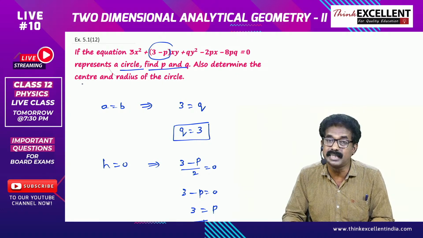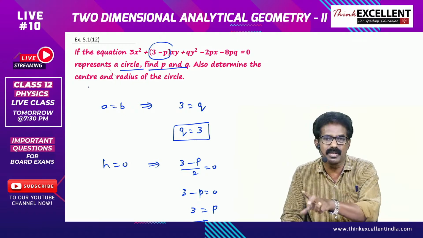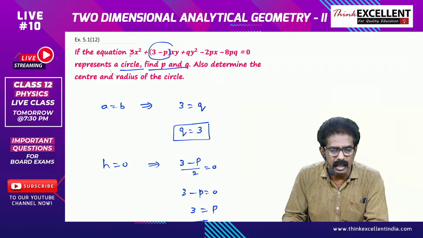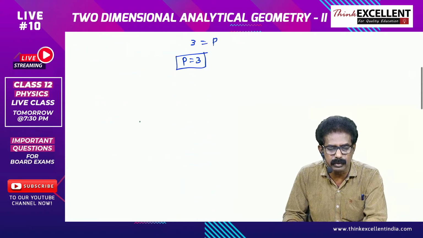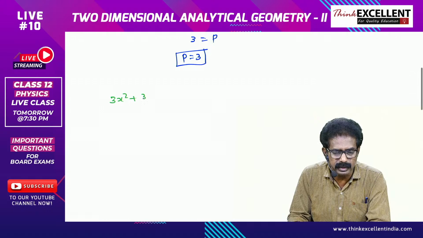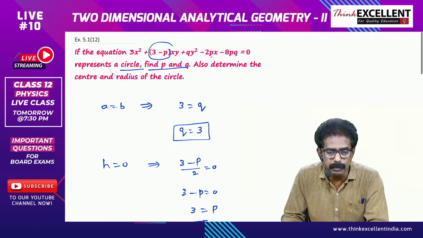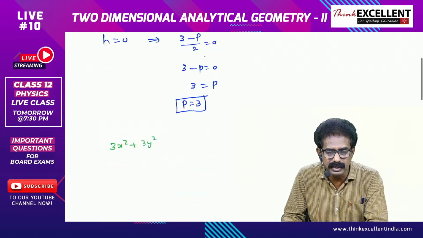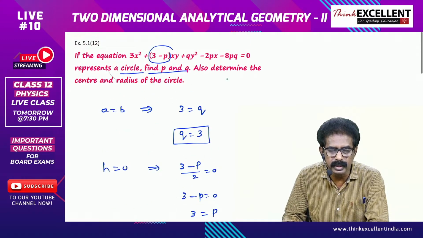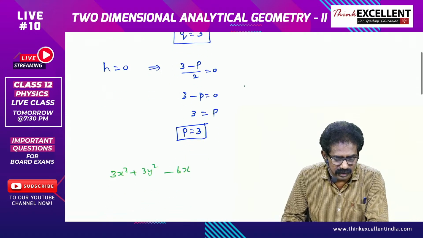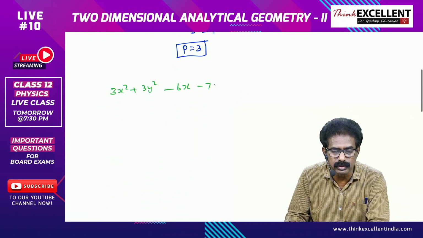Also determine center and radius. So what should you do? First we frame the equation. Substitute P and Q. P value 3, so the first term is 3x square, the second term becomes 0 because P value 3 minus 3 is 0. Q value 3, so 3x square plus 3y square. Then the x term, p value 3, 2 threes are 6, minus 6x. Then the y term, y is not there. Then minus 8 into p into q, 3 into 3, so minus 72 is equal to 0.